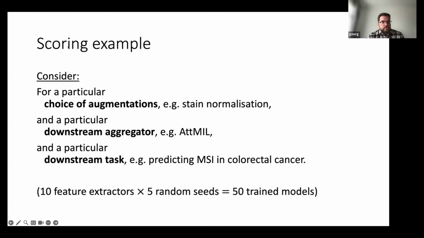So let's consider an example. For a particular choice of augmentations, for example, if we always perform stain normalization, and a particular downstream aggregation model, for example, attention MIL, and a particular downstream task, for example, predicting MSI in colorectal cancer, for this particular configuration, we have always trained 50 models, because there are 10 feature extractors across 5 random seeds, so we get 50 models.